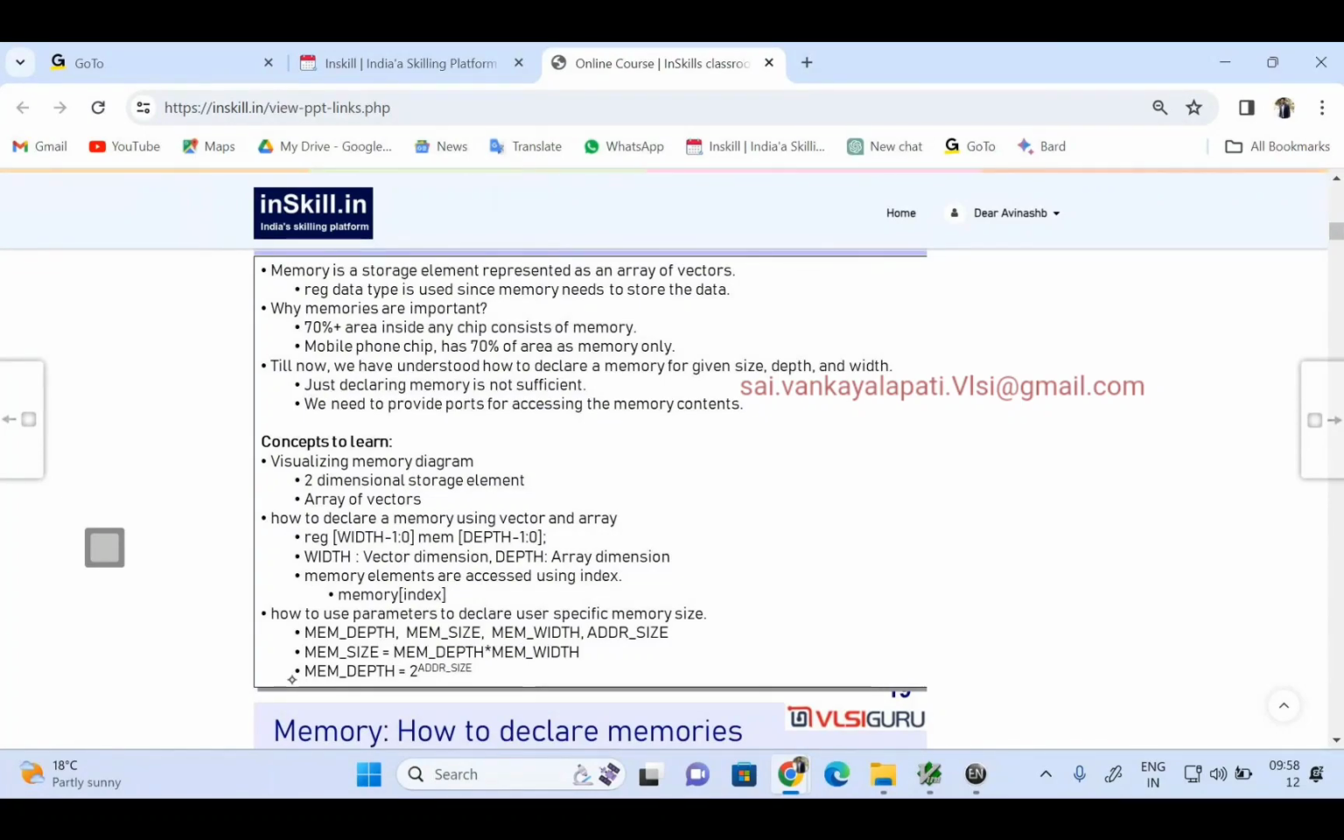So if I give any two parameters, you can calculate the other parameters. If you know the depth, you can find out the address width. If you know depth and size, you can find out the width. If you know the width and the size, you can find out the depth. Are you understanding these formulas? How many equations are there? There are 2 equations. If I give 2 parameters, you can calculate all the parameters of the memory: size, width, depth, and the address.